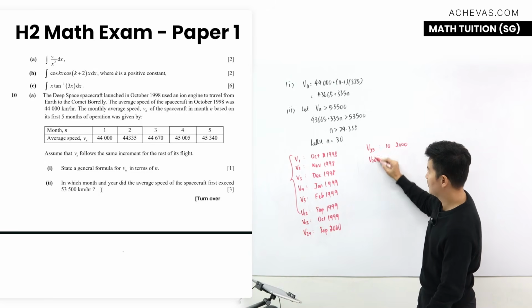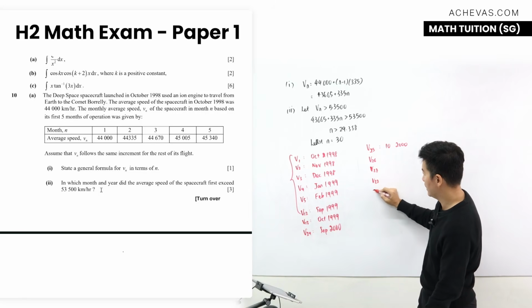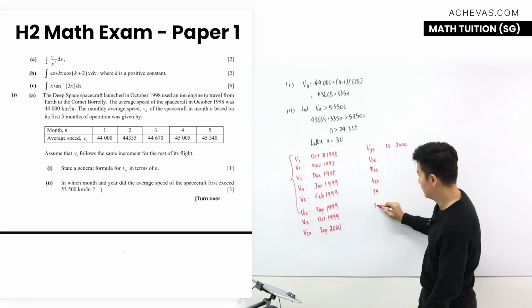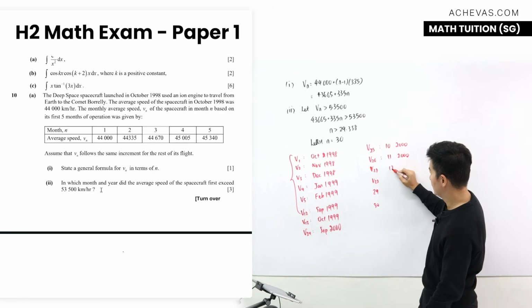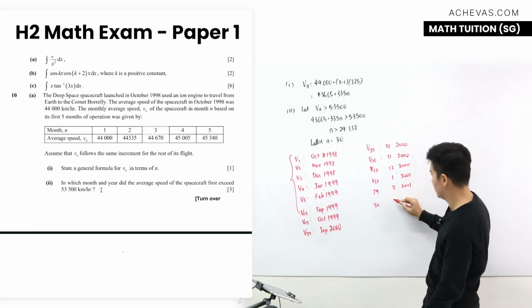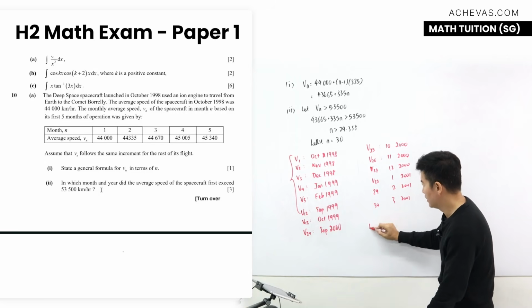Then we are nearing 30, so I might as well just write V27, 28, 29, 30. So this will be November 2000, December 2000. Okay. Then January 2001, February 2001, March 2001. So my answer is March 2001.